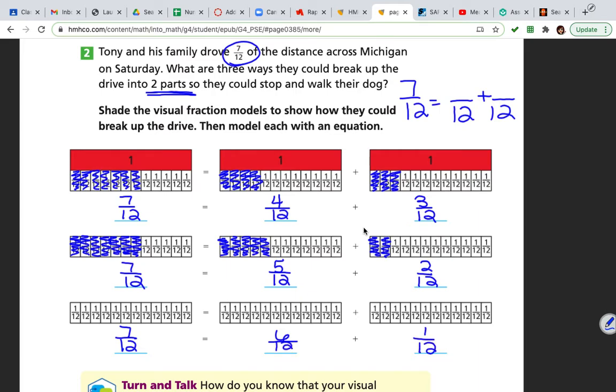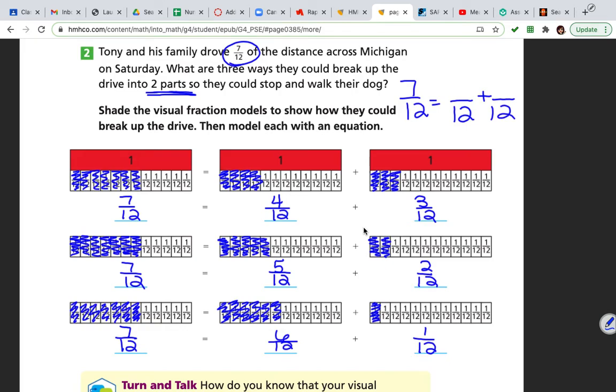You might have reversed your numbers. Maybe you did 3 and then 4, you flipped them around, or you did 2 and 5 and you flipped them around, and that's okay. But we used 2, 3, 4, and 5 already, so let's use 1 and 6. We're going to go most of the way there. Color in 7. 1, 2, 3, 4, 5, 6, 7, and then here we're going to go 6/12 of the way. Let the dog out, and then go 1/12. So 1, 2, 3, 4, 5, 6, and this one's 1/12.